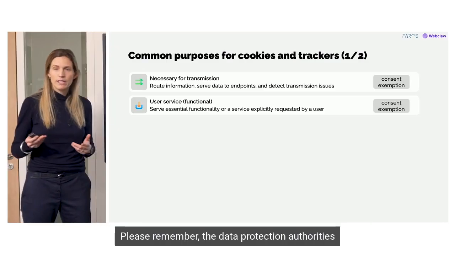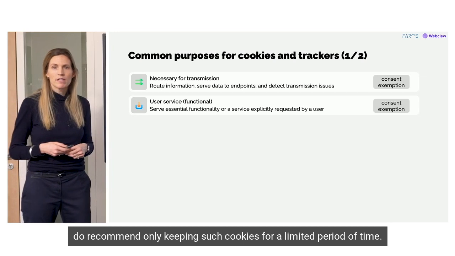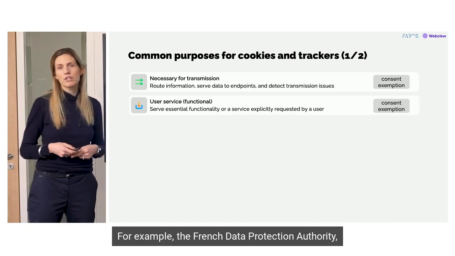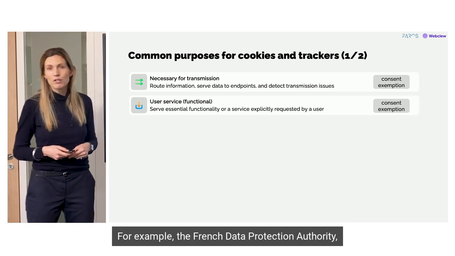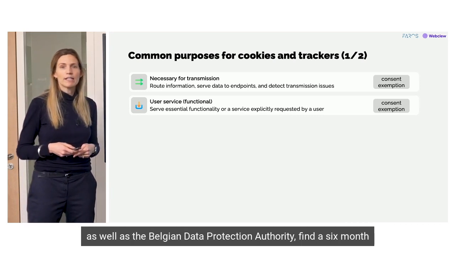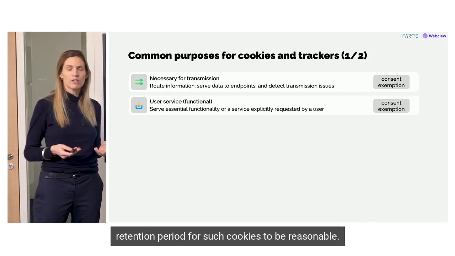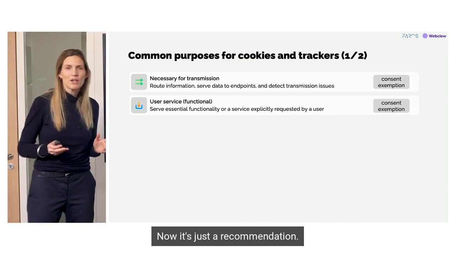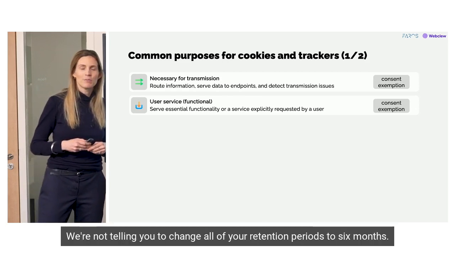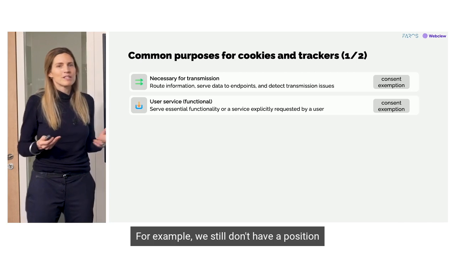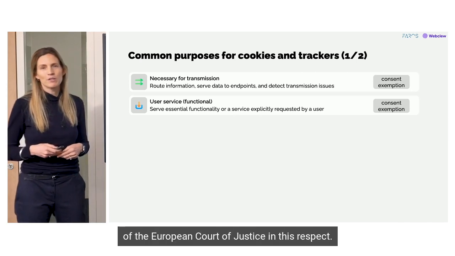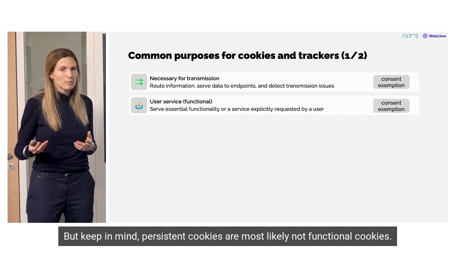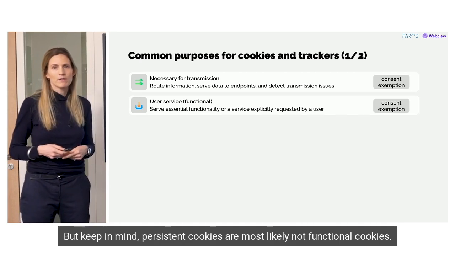Please remember, the data protection authorities do recommend only keeping such cookies for a limited period of time. For example, the French Data Protection Authority as well as the Belgian Data Protection Authority find a 6 months retention period for such cookies to be reasonable. Now, it's just a recommendation. We're not telling you to change all of your retention periods to 6 months. For example, we still don't have a position of the European Court of Justice in this respect. But keep in mind, persistent cookies are most likely not functional cookies.